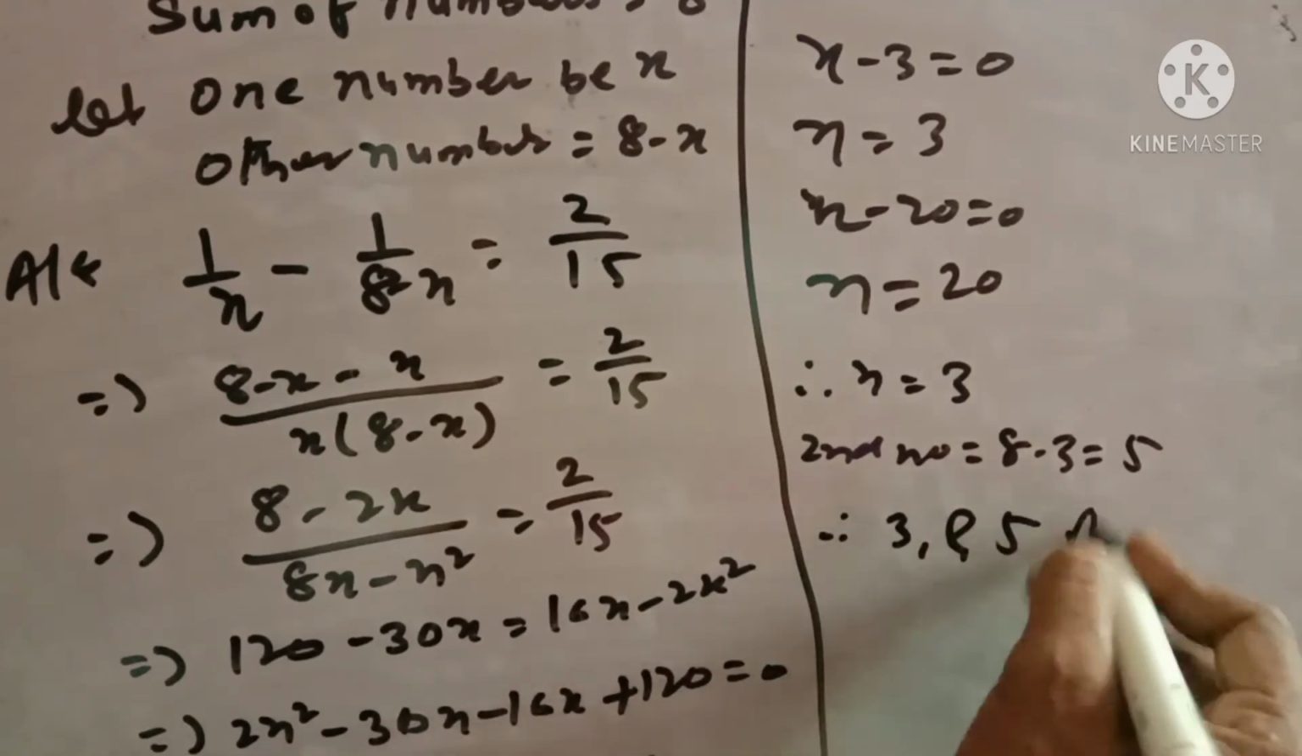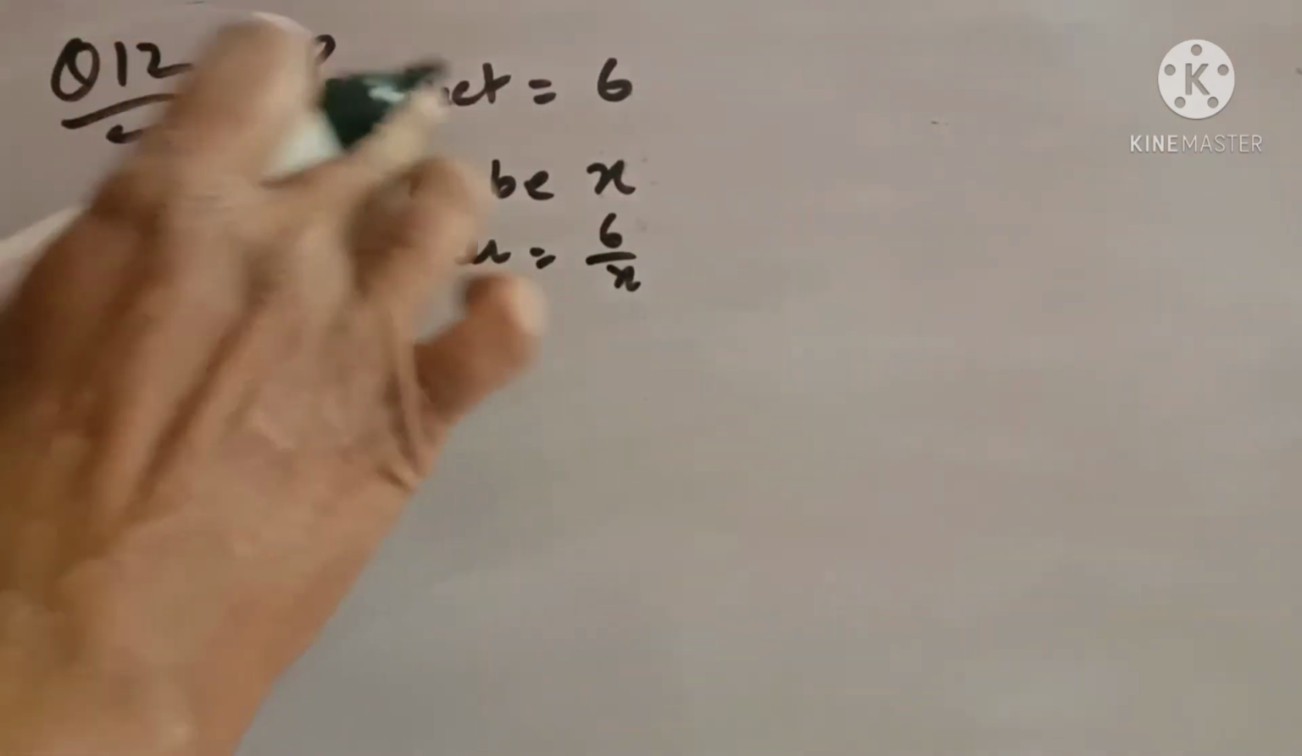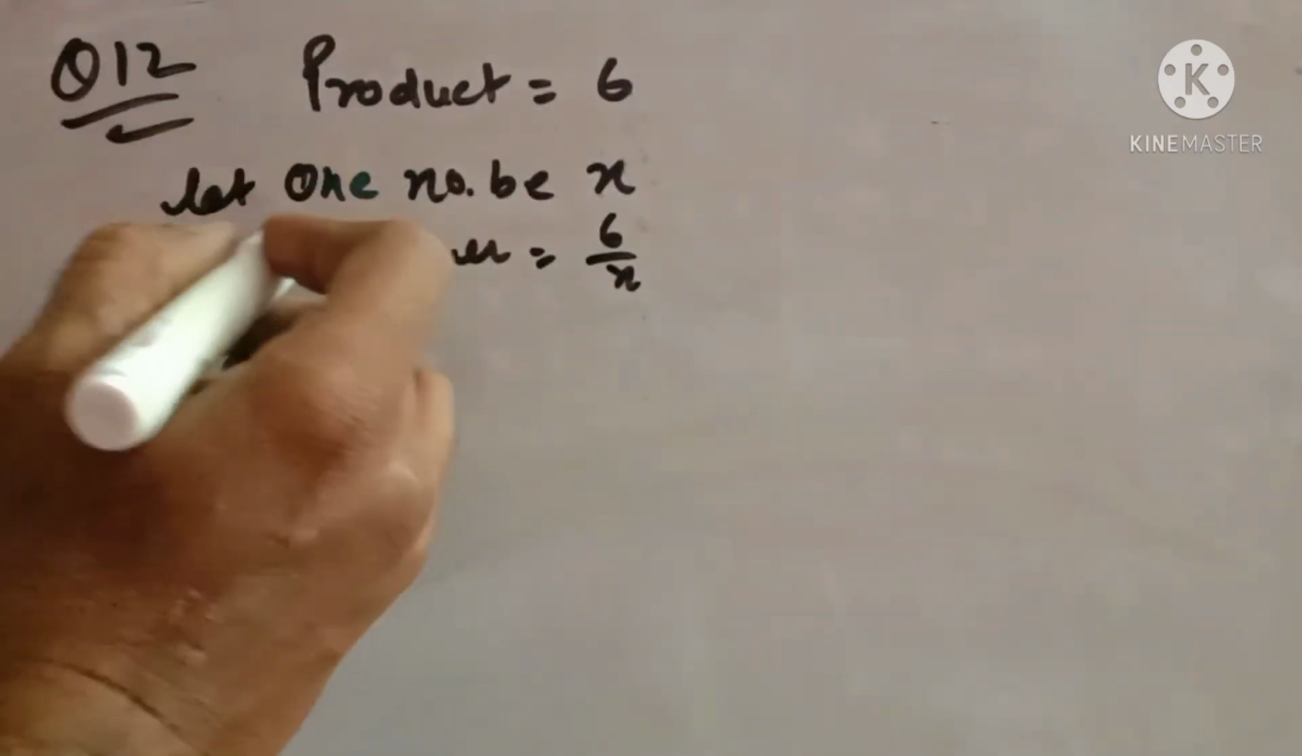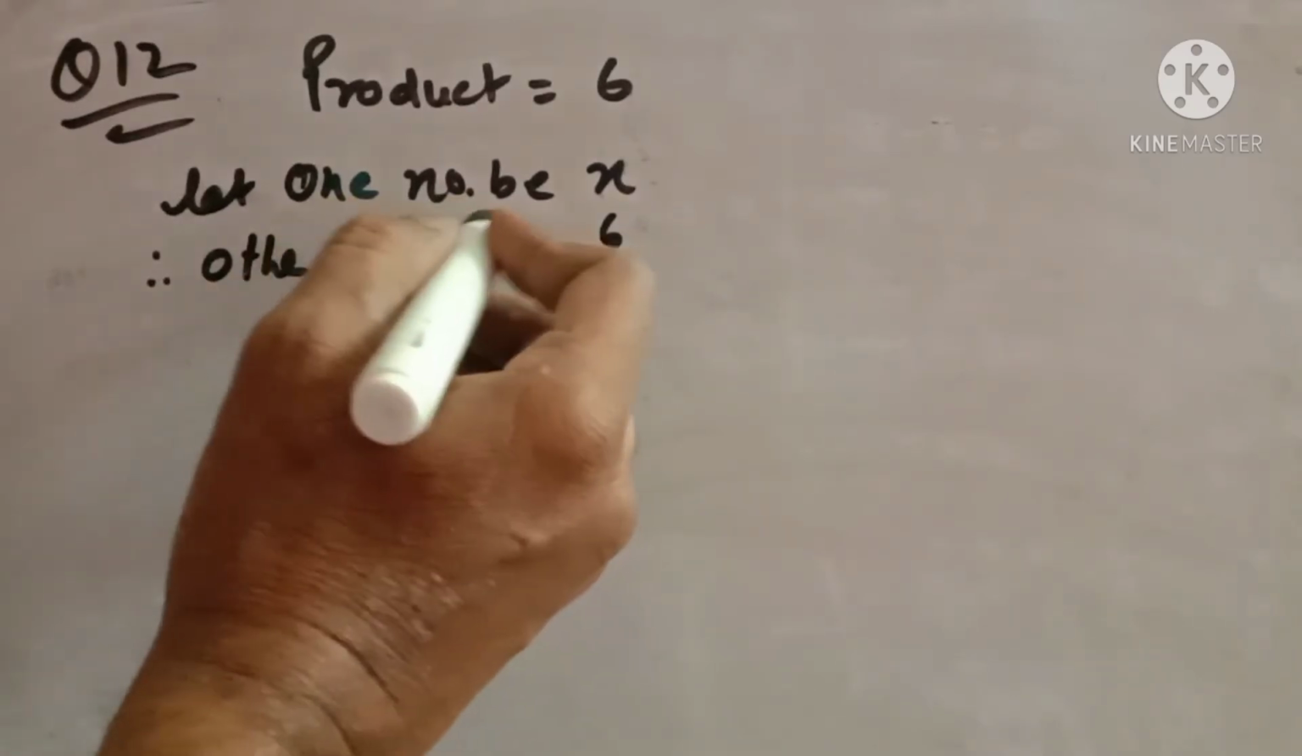Write down please. Yes, question number 12. It is given that a 2-digit positive number is such that the product of its digits is 6. If 9 is added to the number, the digits interchange their places. Find the number. First of all, write down product equal to 6. Since the product is 6, let one number be x. Therefore the other number will be 6 by x.